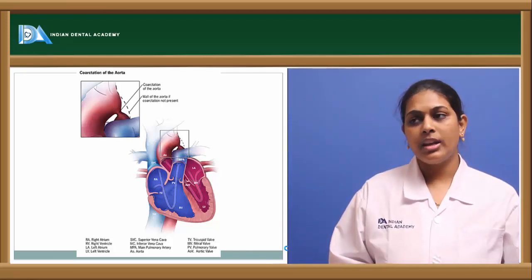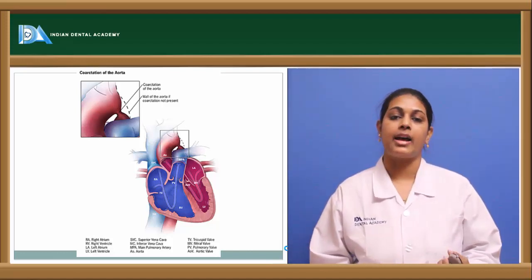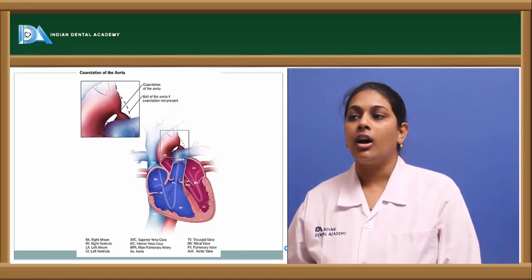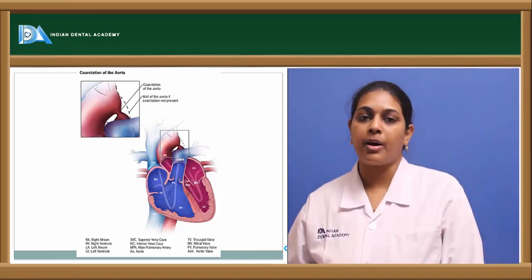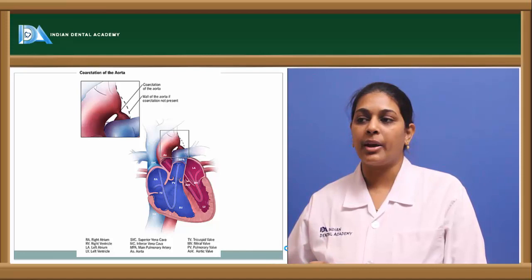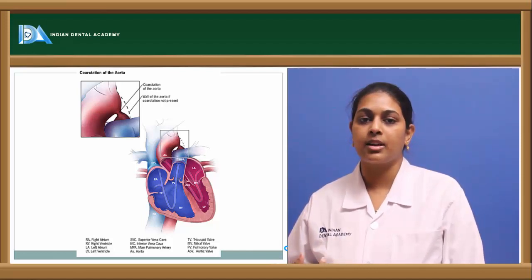So in cases of postductal coarctation of the aorta, otherwise known as adult type, we see that there is hypertension in the upper part of the body, or superficial part of the body, and there is hypotension in the lower part of the body. Because of this, the patient shows symptoms of claudication as well as coldness of the extremities.